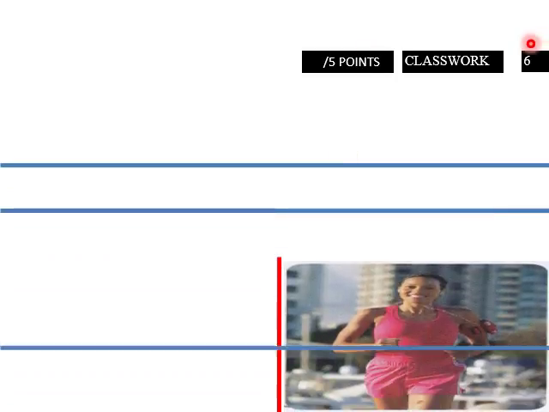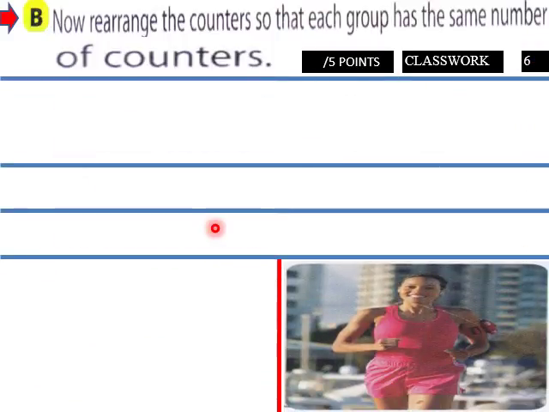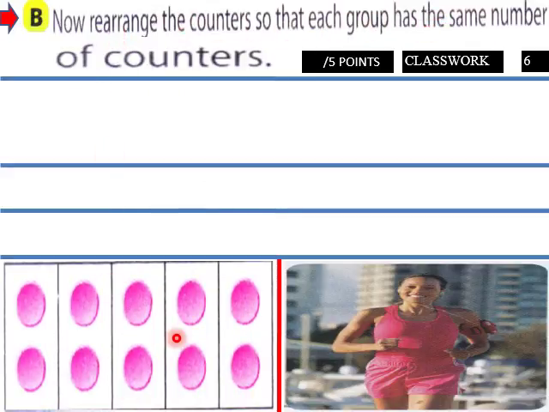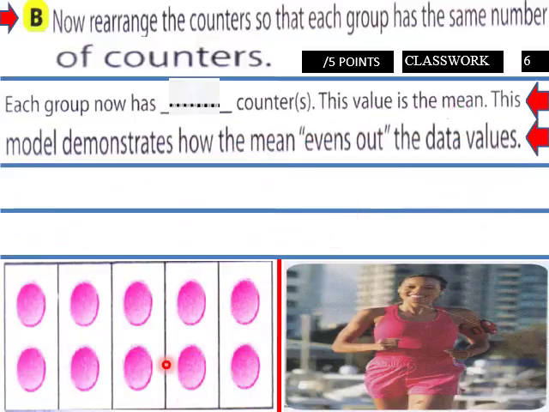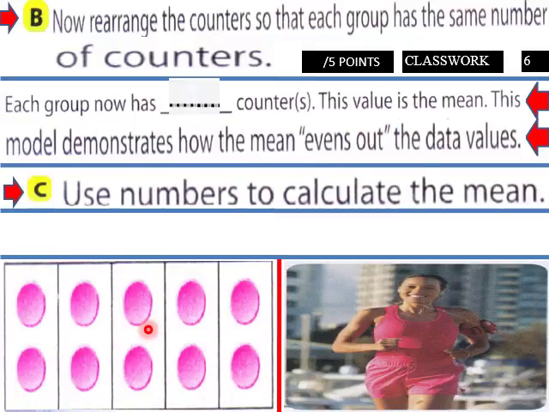So classwork page 6, students. B, now rearrange the counters so that each group has the same number of counters. So we have this here, 2, 4, 6, 8, 10. Each group now has blank counters. This value is the mean. This model demonstrates how the mean evens out the data values.